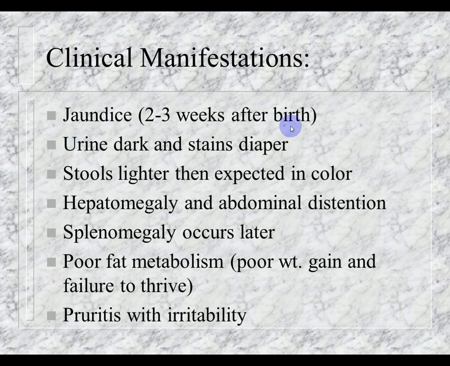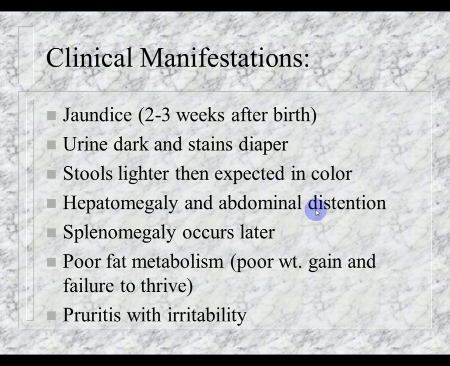Jaundice appears 2 to 3 weeks after birth. Again, it starts in the sclera, then you'll see it in the skin, and it just won't go away. Urine is dark and stains the diapers, because of the excretion of bile salts and bilirubin in the urine. The stools are lighter than expected in color, because there are no bile pigments.